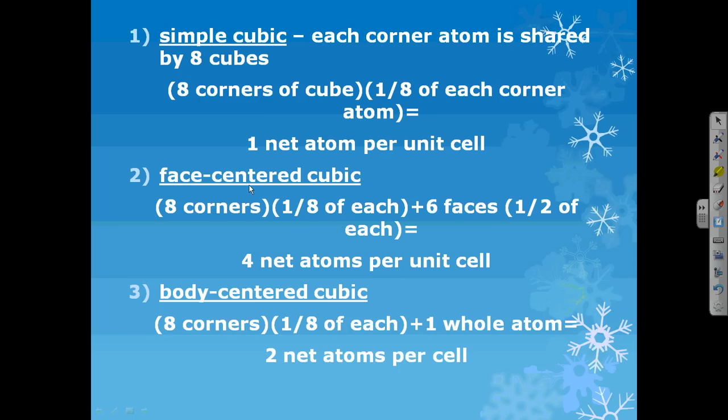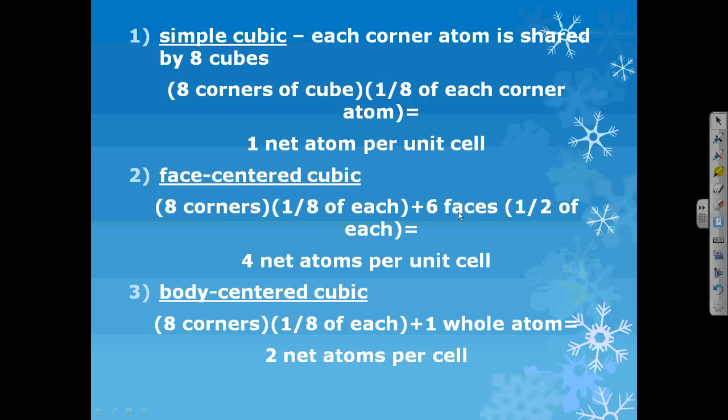Now, when we talk about a face-centered cube, it's just what it sounds like. There is an atom centered on each face of the cube and atoms at the corners, just like we just saw. Because of that, you have your 8 corners with 1/8 of an atom each on them. But then you've got your 6 faces. If there's an atom on a face, half of it's in one cube, half of it's in another cube.